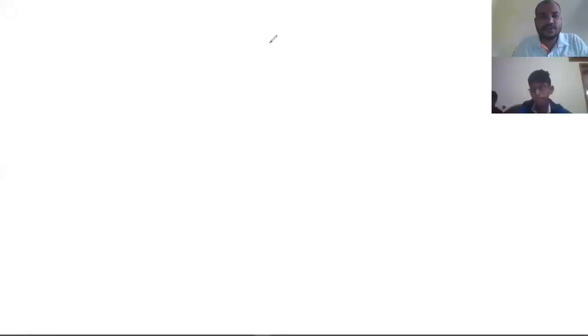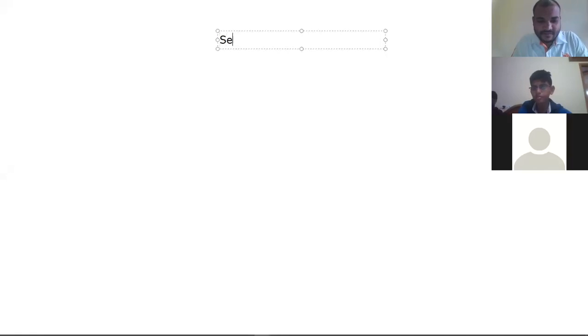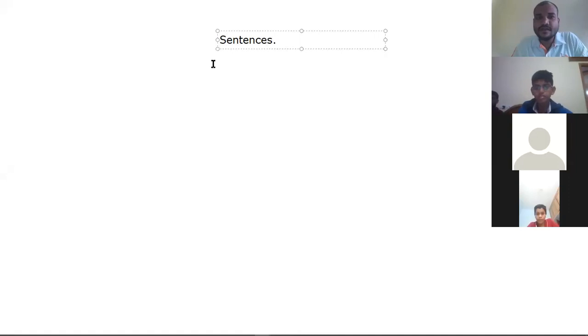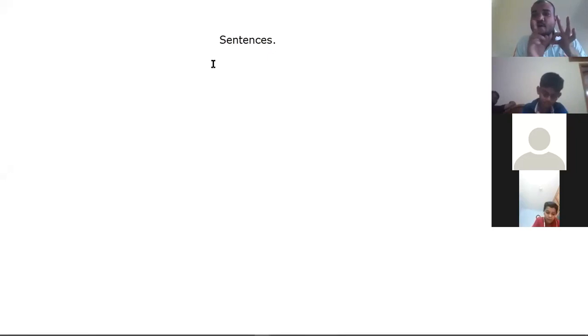Right? So today we are talking about what? How to frame a sentence. Under sentences, we are going to discuss what is meant by a sentence, what the parts of a sentence are, what the types of sentences are, and how we can transform one sentence into another sentence. All these things we are supposed to keep in mind.